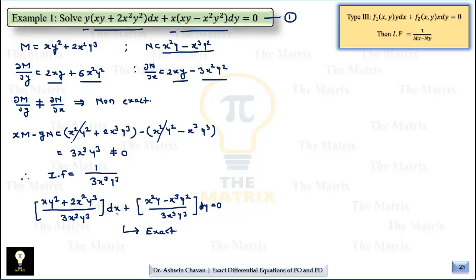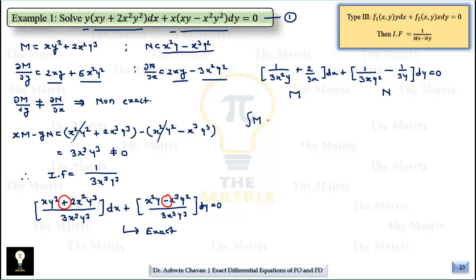Before going for integration, let's simplify this equation. We separate the numerator at the plus sign and the minus sign and then cancel x and y accordingly, and we get this as our new M and this as our new N. So we know how to solve an exact differential equation.